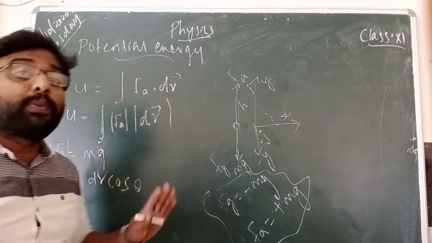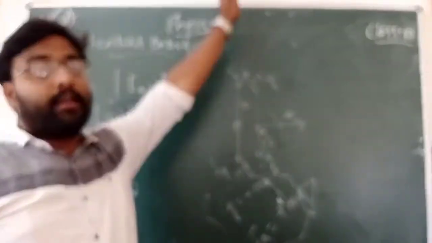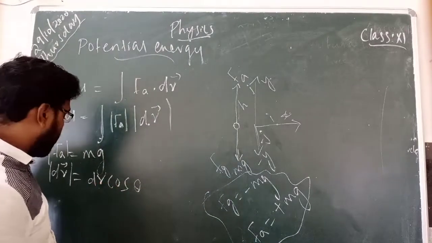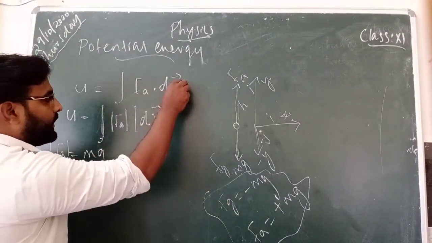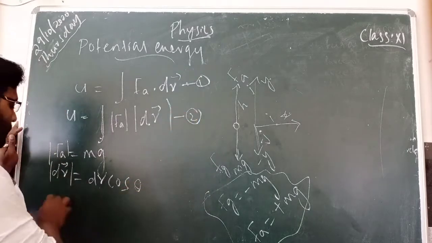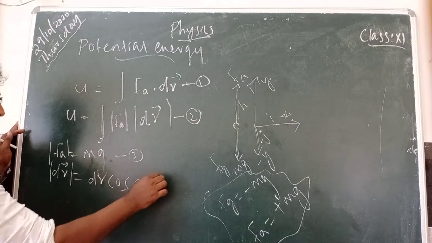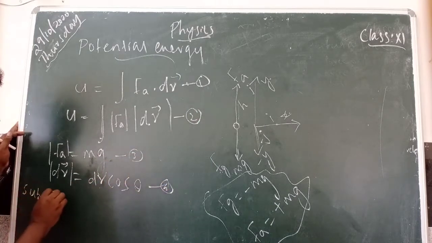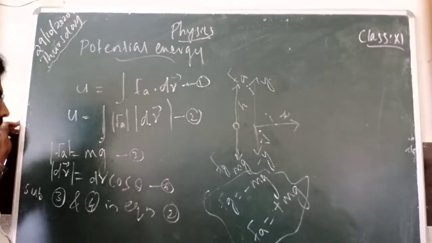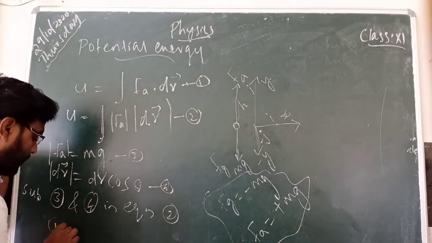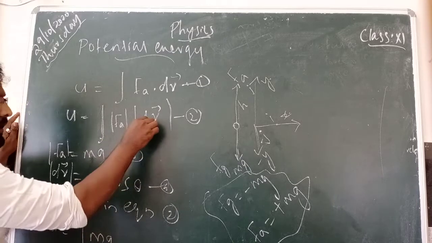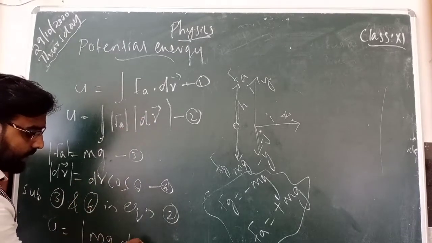Dr cos theta. Dr means what? Displacement. The displacement which is happening in this direction. So this component is the cos component, and we are using dr cos theta. Now substitute this. This you can take as equation 1. This one you take as 2. Now substitute this, 3 and 4 you can take. Substitute 3 and 4 in equation 2. So what will come? U equal to integration FA, FA means mg, and dr. Dr means here dr cos theta.